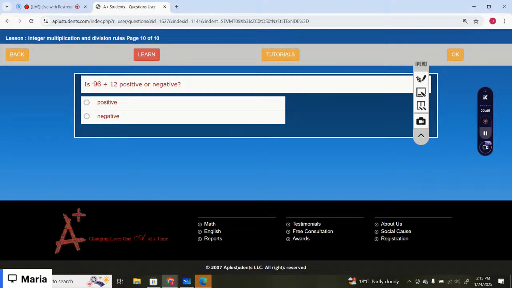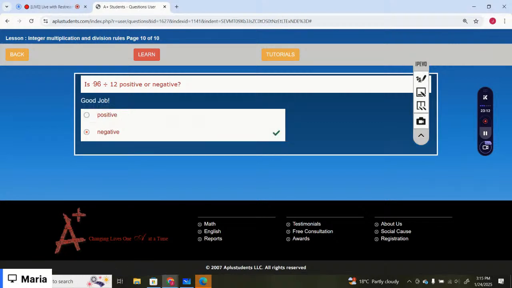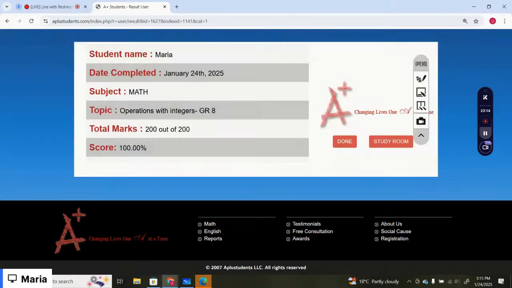Is negative 96 divided by 12 positive or negative? Which is the correct option? One of the numbers is negative, so the answer is negative. Option number 2 is the correct option. Okay, we are done with the lesson. Let's just move on to the next lesson.